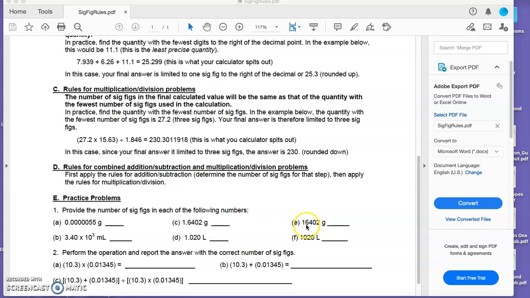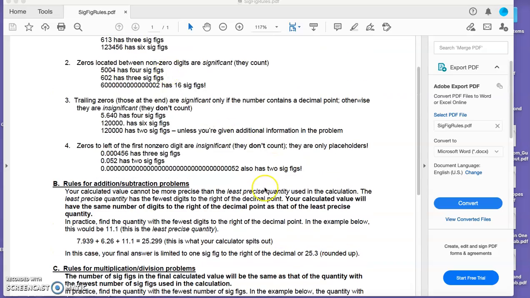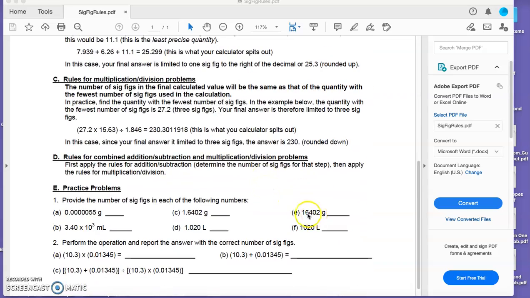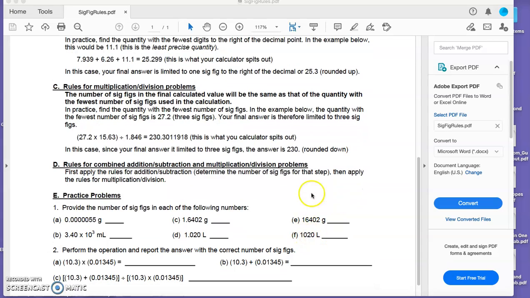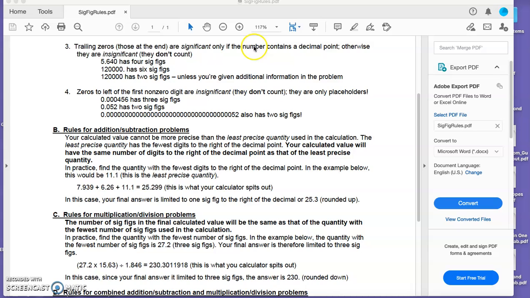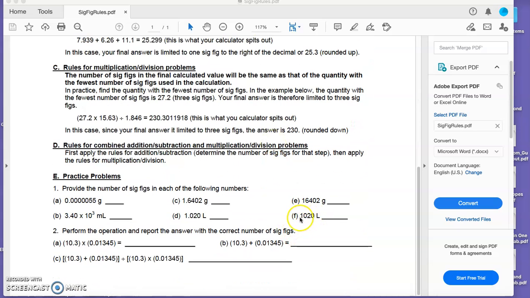For letter E, the 1, 6, 4, and 2 are significant. Now the 0, is it significant? Again, rule 2, it's sandwiched in. So that means it is significant. So all 5 of these numbers are significant. And then lastly, letter F. Letter F has this 0 and this 0. So the 1 and 2 count. This 0 right here is between the 1 and the 2. So per rule 2, it's significant. Now the trailing 0. Remember, trailing zeros are only significant if there's a decimal. In this number, there's no decimal. So that 0 does not count. So this number only has 3 sig figs. And there are other ways to check this, and we'll check them.